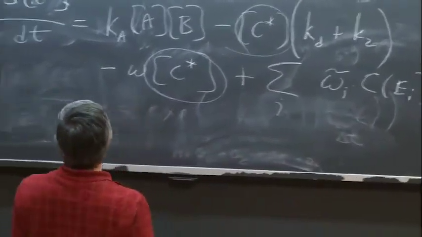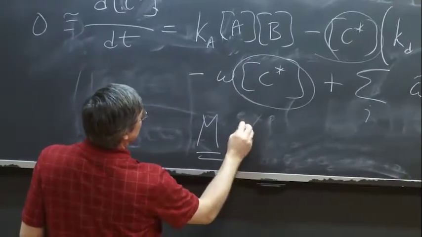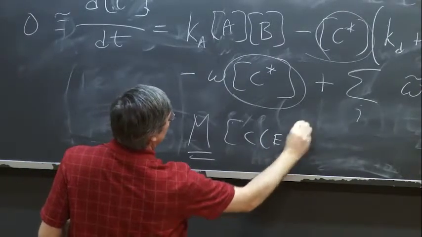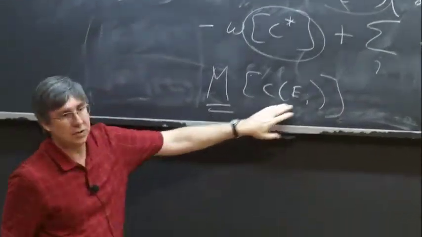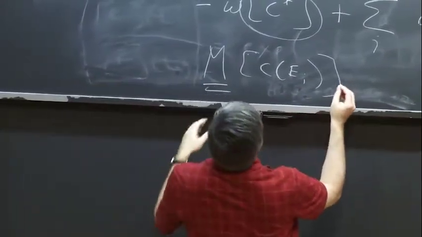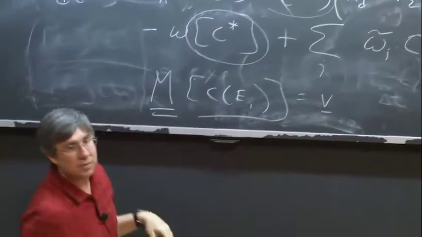So you can write it as some giant matrix times the concentrations of all the C's of E, how much there is of C at each different energy state. You can write this thing, and it'll equal some vector. This is a vector of all these different guys.